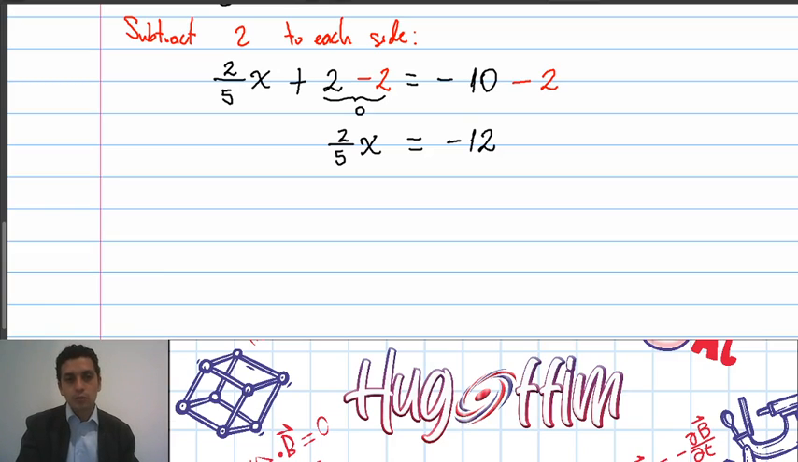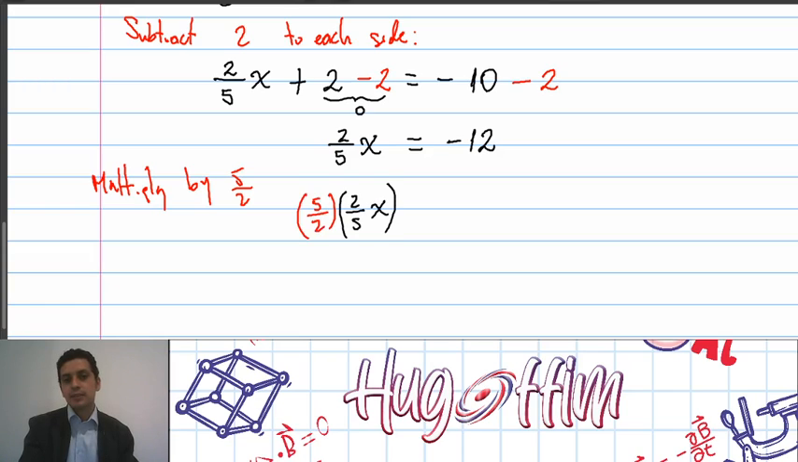So I'm going to multiply by the reciprocal, 5/2. Okay, so I'm going to put 5/2 times 2/5 of x equals negative 12. And remember, anything that you do on one side of the equation should be done on the other side. This is the property of equality. So I'm going to multiply it here.